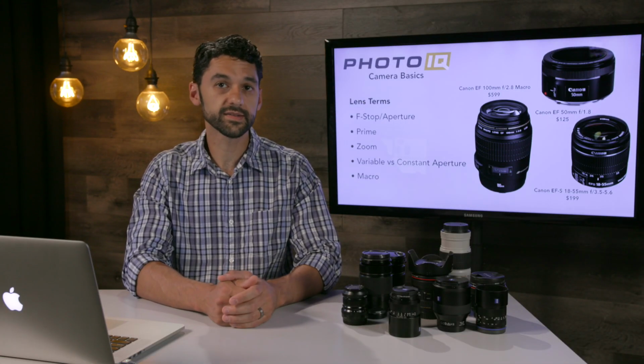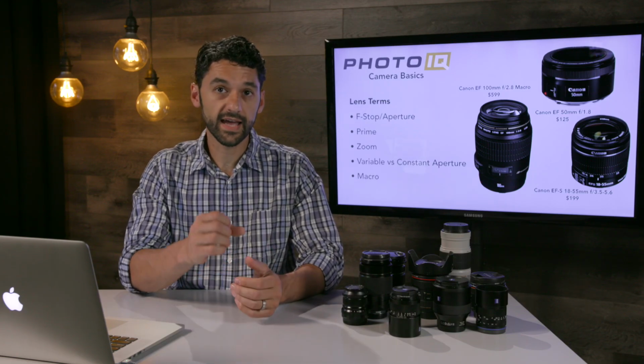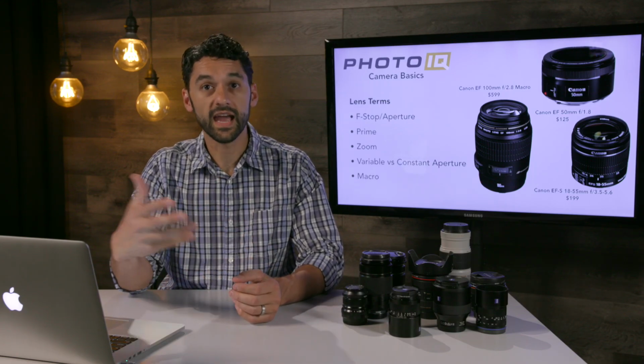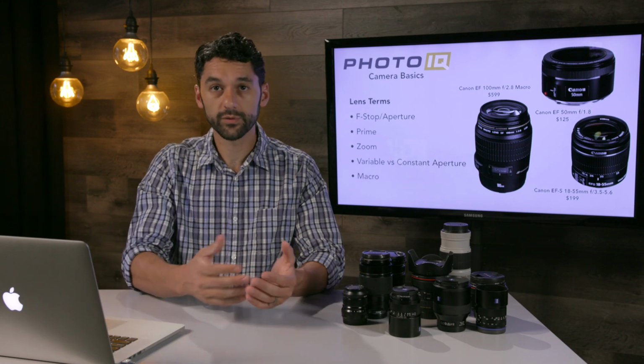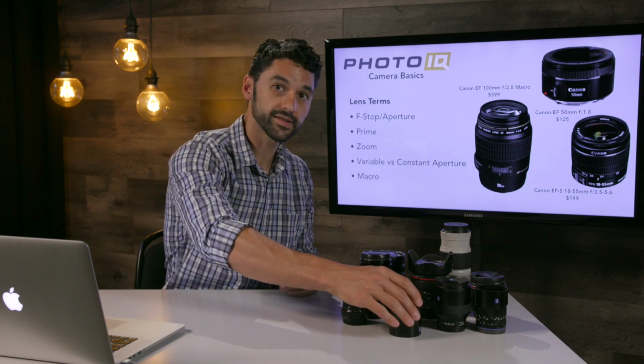Let's look at some of the terms that you need to know for this unit. The first one on the list is the aperture, or the f-stop. The f-stop is the actual number of the aperture setting. Okay, but they both refer to the same physical component, which is the iris inside the lens.